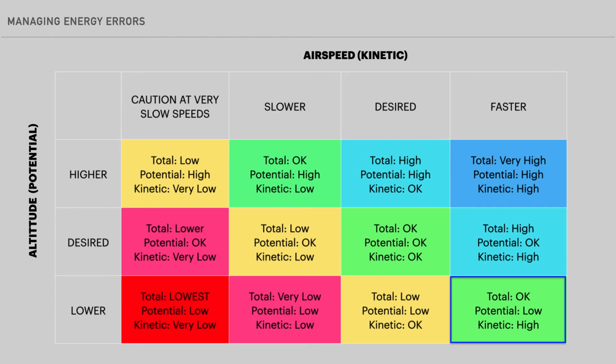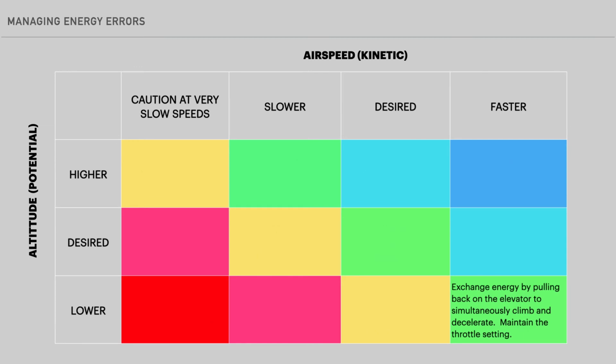This is another example of an energy distribution error wherein the airspeed is faster than desired, but the altitude is lower than ideal. The pilot should add back pressure to the elevator and exchange airspeed for altitude to re-establish the ideal flight path airspeed combination for the given phase of flight.